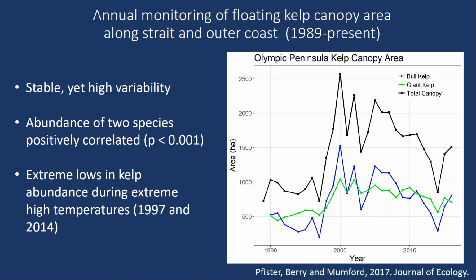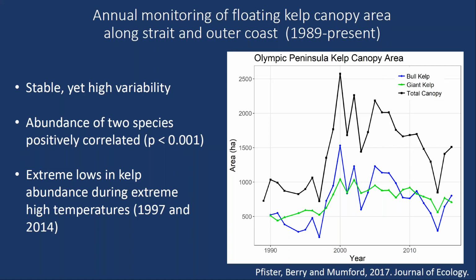Variation is greater in the annual species, bull kelp, which is the blue line. You see it goes up and down a lot. And that's greater than in the perennial. Interestingly, though, at this scale, the two species are positively correlated. So a good year for one species is a good year for the other. We do know they compete at smaller spatial scales, no question about that.